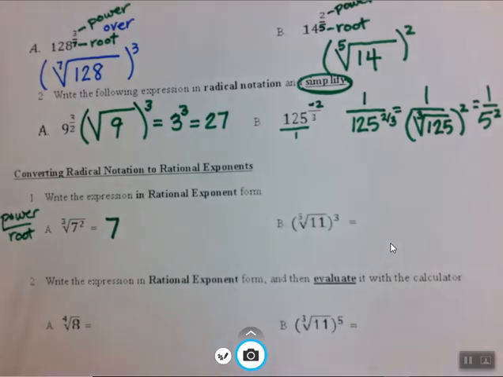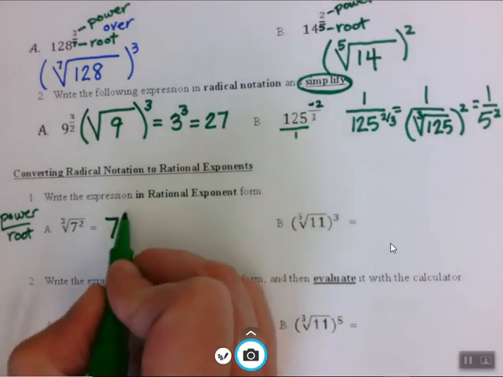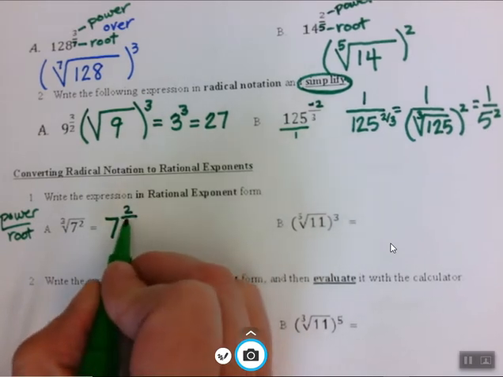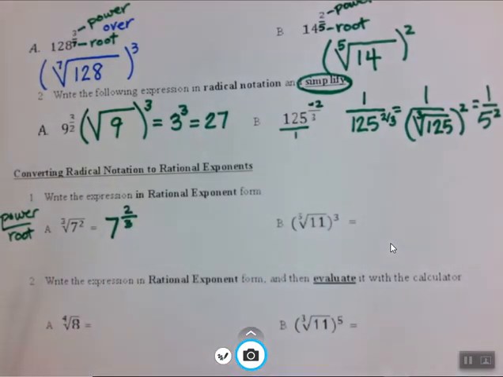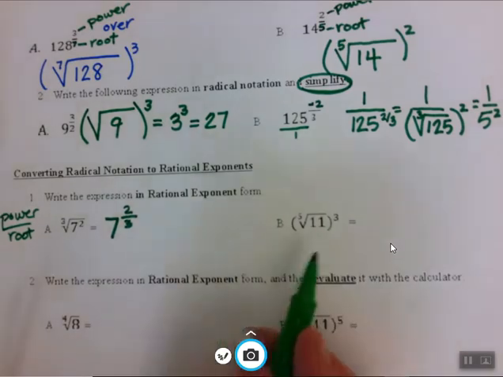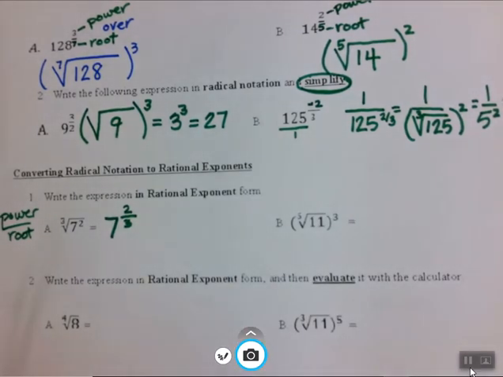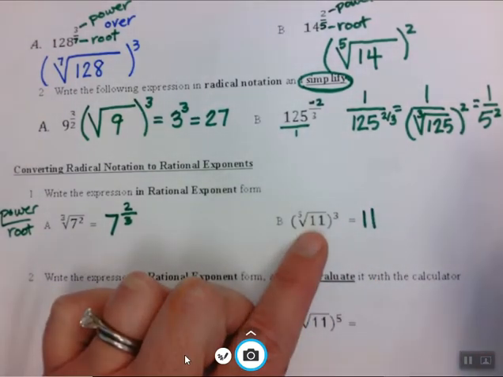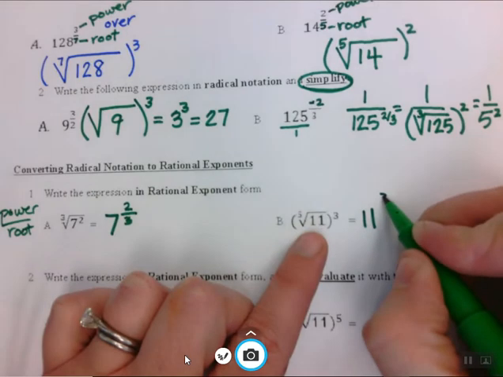Okay, what number should go on the top? 2. The 2, very good. 2 is the power, and the root is 3. Thank you, Misha. So I have 7 to the 2/3. Excellent. All right, do B. Go ahead and write down your answer for B. All right, so B is 11 to what fraction? 3/5, that's right.